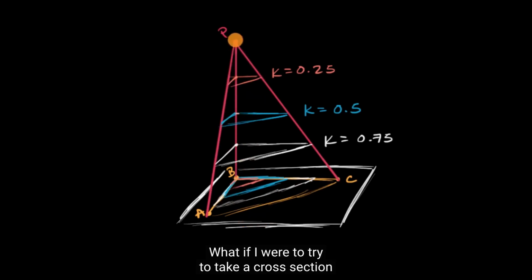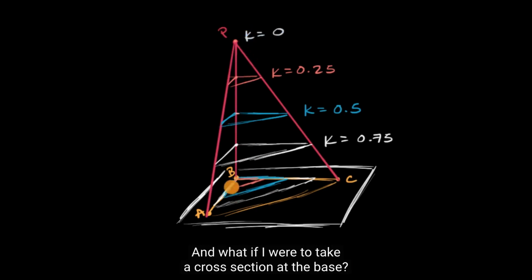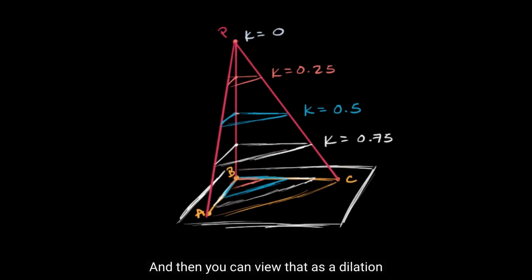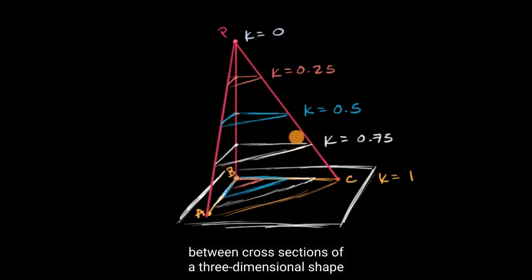Now let me ask you an interesting question. What if I were to try to take a cross section right at point P? Well, then I would just get a point. I would not get an actual triangle, but you could view that as a dilation with a scale factor of 0. And what if I were to take a cross section at the base? Well, then that would be my original triangle, triangle ABC, and you could view that as a dilation with a scale factor of 1, because you've gone all the way down to the base. So hopefully this connects some dots for you between cross sections of a three-dimensional shape that are parallel to the base and notions of dilation.